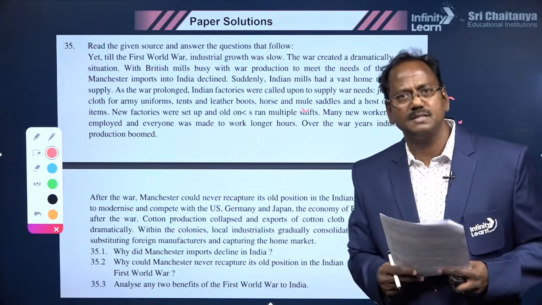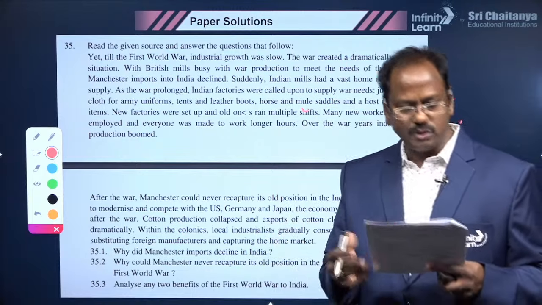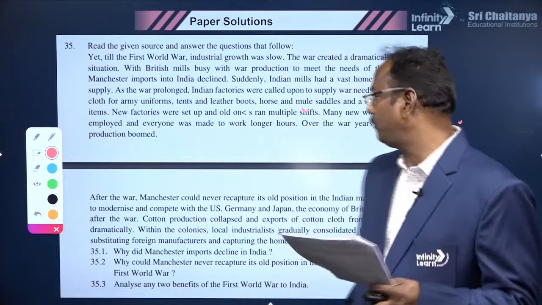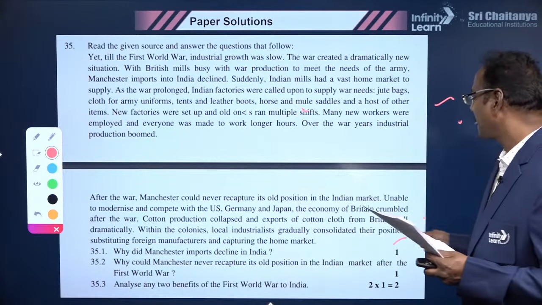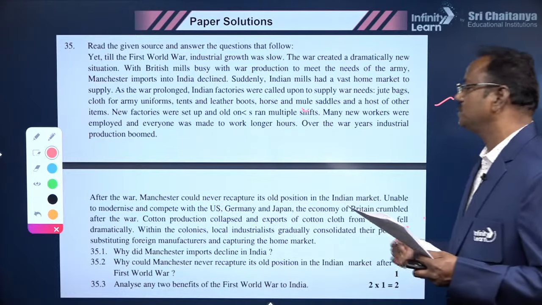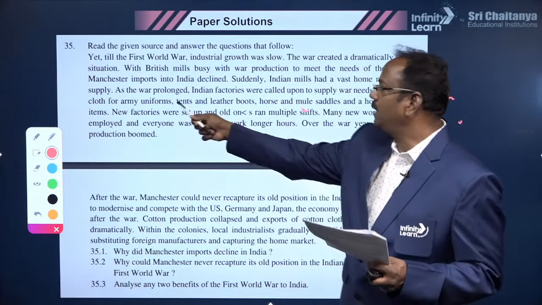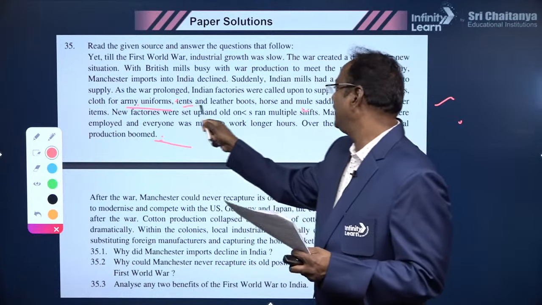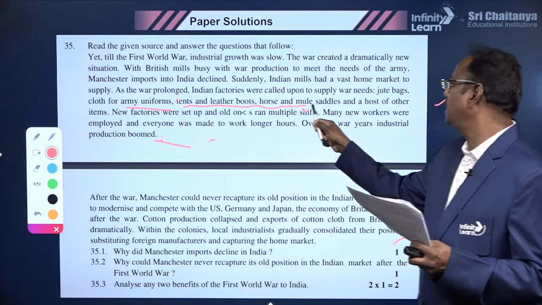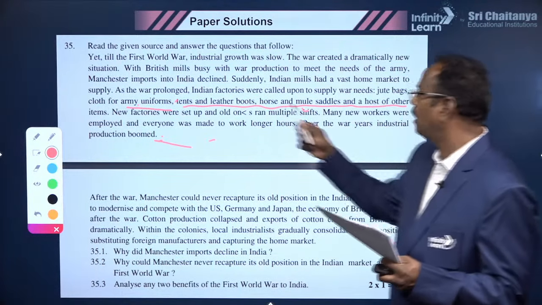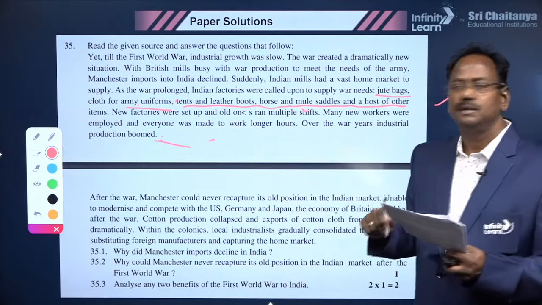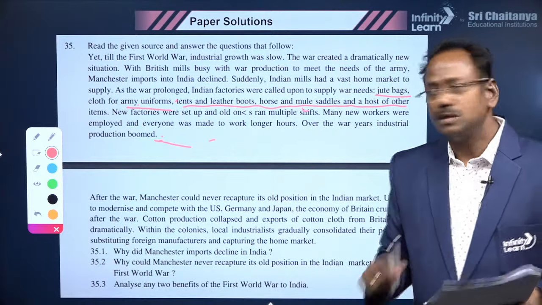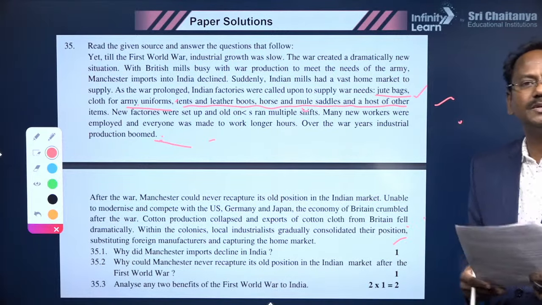But because of the war, imports into India fell sharply and became very limited. This provided an opportunity for Indian industries, so Indian industries consolidated a great position. Understand? We got orders in many areas: army uniforms, tents, leather boots, horse and mule saddles, jute bags, and a host of other items. These are all required in war to support the army, so all these orders were given to Indian industries.